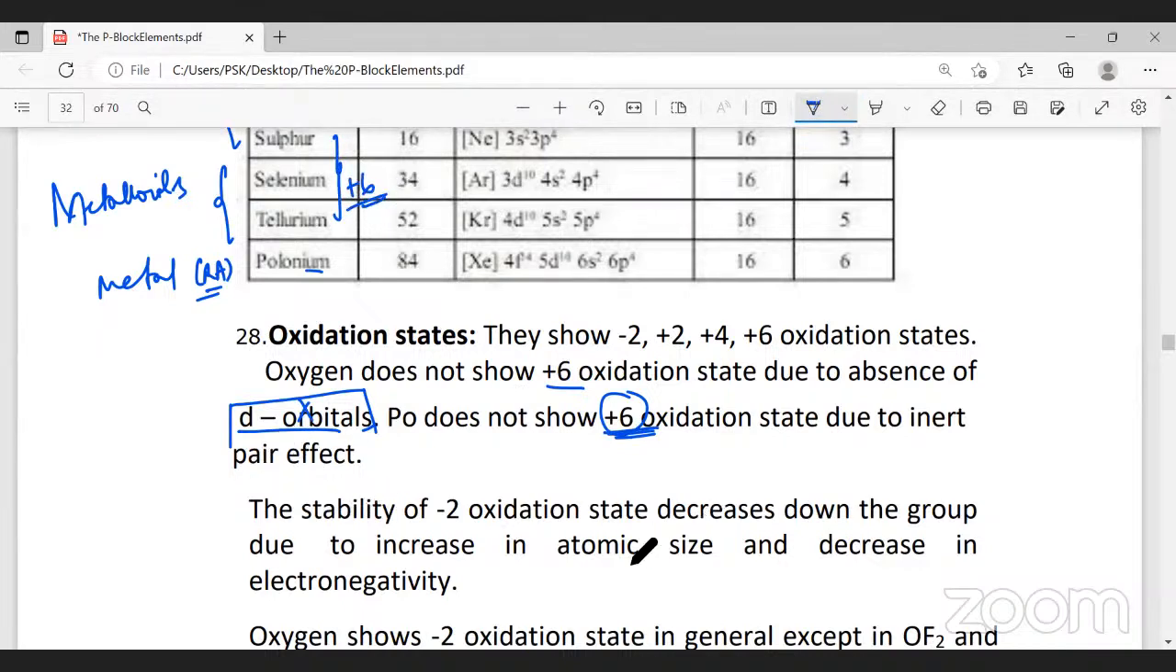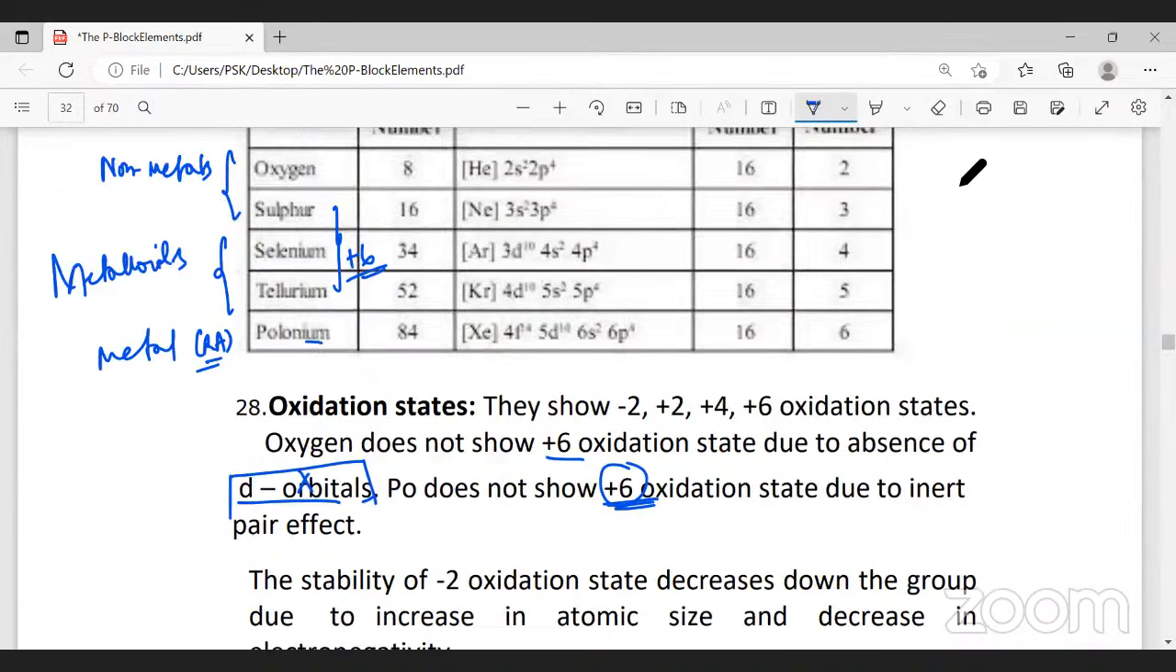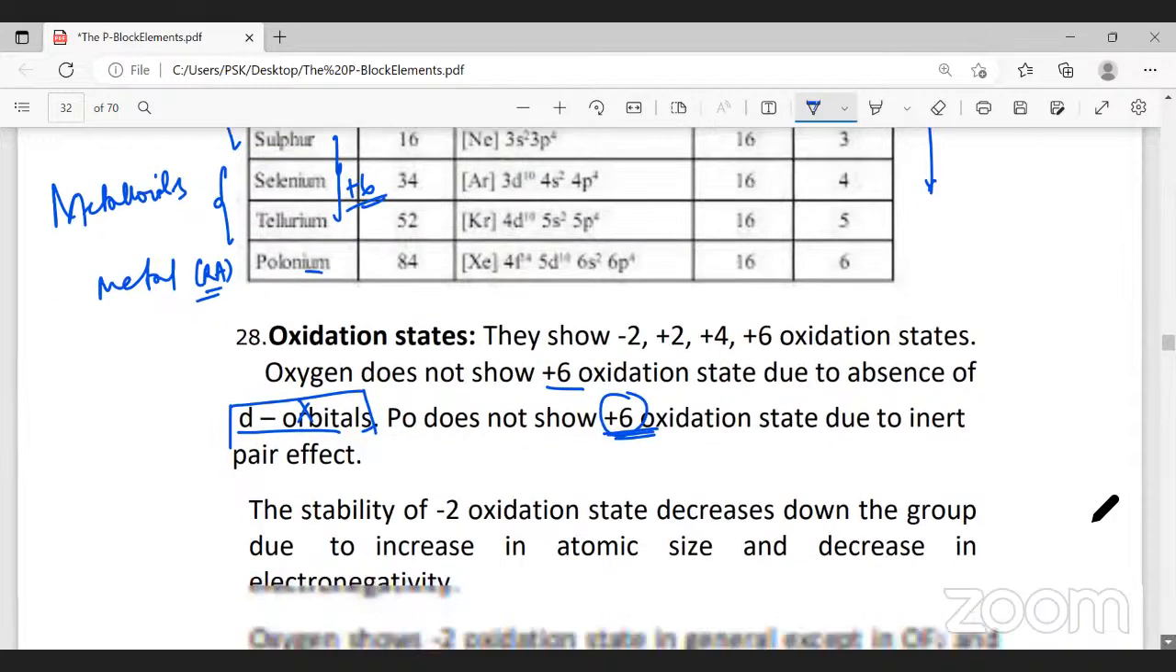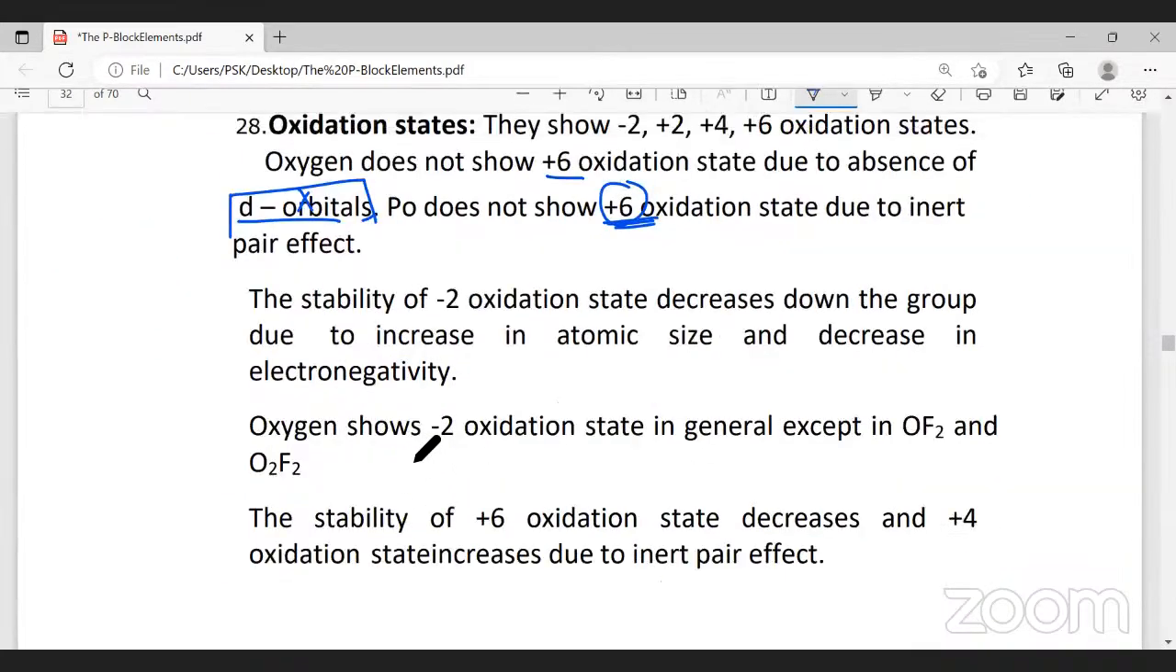The stability of -2 oxidation state decreases due to increase in atomic size. So when you go down the group, the stability of -2 oxidation state decreases, with increase in atomic size and decrease in electronegativity. Oxygen shows -2 oxidation state in general.